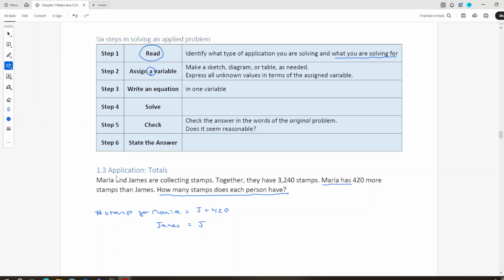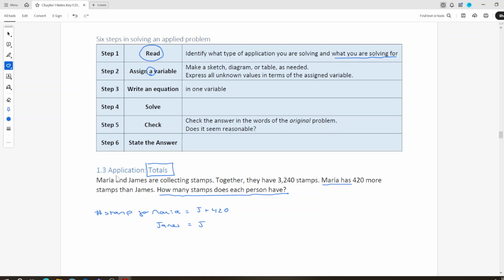So you can use an X here. I tend not to use X's in application questions because I want to use a variable that when I solve it, I'm like, oh, that's James, versus being like, who did I let be X again? Okay, so that's your first 2 steps. Step number 1, reread it. We're going to identify this as a total application. And then we are going to assign our one variable. To do that, you're going to figure out what you're solving for.